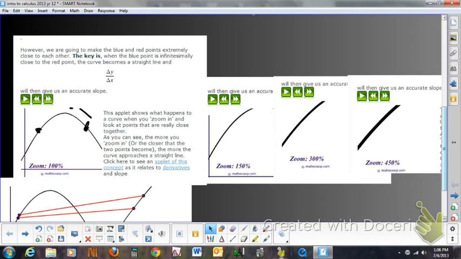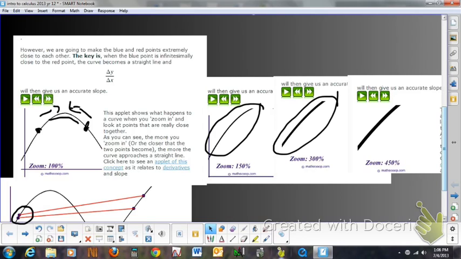Now, if we take a look at the 2 points on this curve, if we move these points closer and closer to each other along a curve, we get this kind of thing happening down here, where those points get closer and closer together, and if you blow up a curve and zoom in, you end up approximating a straight line.